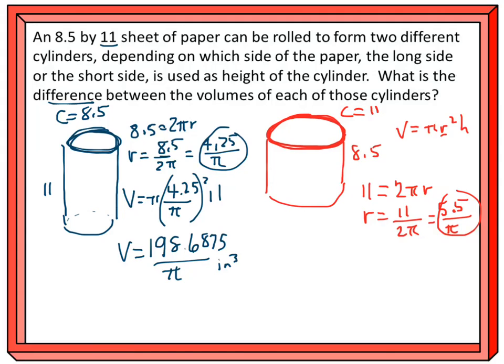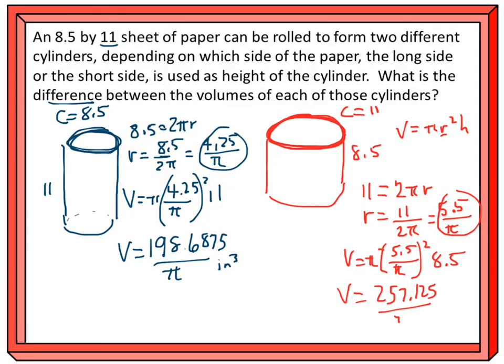And now over here on the fat short one, its volume is pi times 5.5 over pi squared. This times 8.5 for the height. And whenever I simplify this, I get 257.125 over pi inches cubed. Okay, so now the final part of this question is just finding the difference of these two.